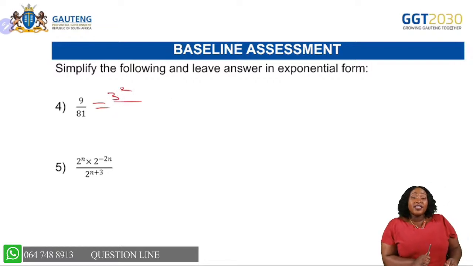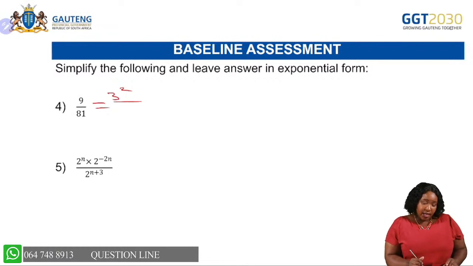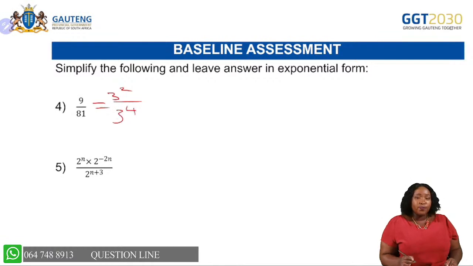All right, so I'll say everything I write. And then 81, how do we get 81? You will say 3 to the power 4, because it's 3 times 3 times 3 times 3. Okay, you can check that on your calculator.